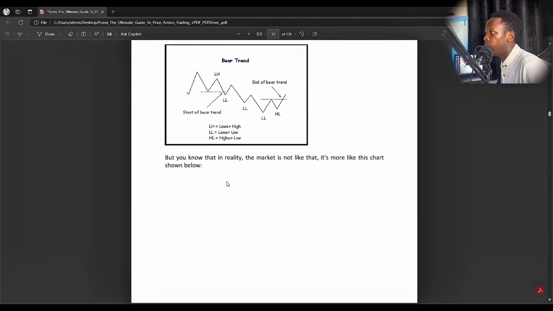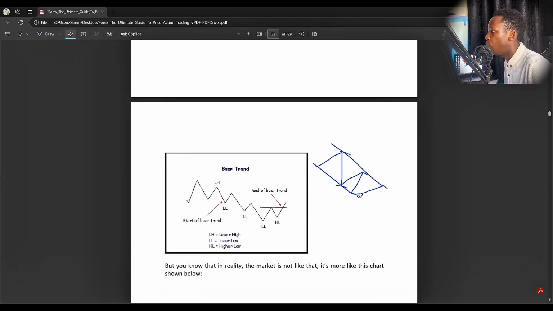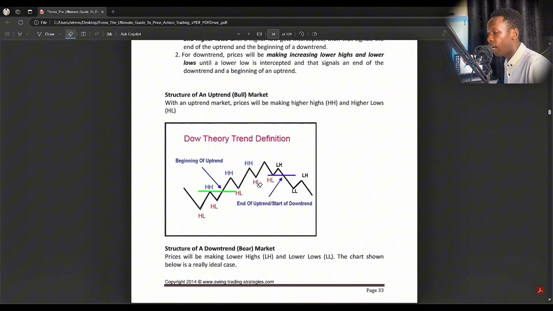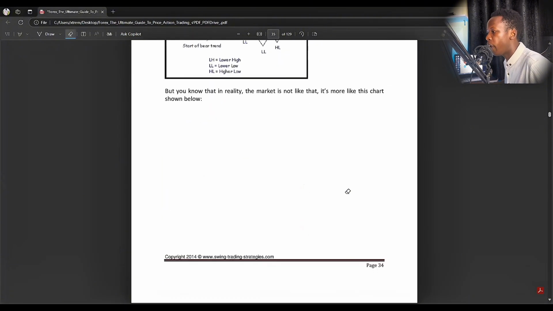It's always in this format. You understand? This is what we call a lower low, and this a higher high. The market forms lower lows and lower highs in a downtrend, but in an uptrend, it creates higher highs and higher lows. Here it creates lower lows and lower highs in a downtrend, or bearish.